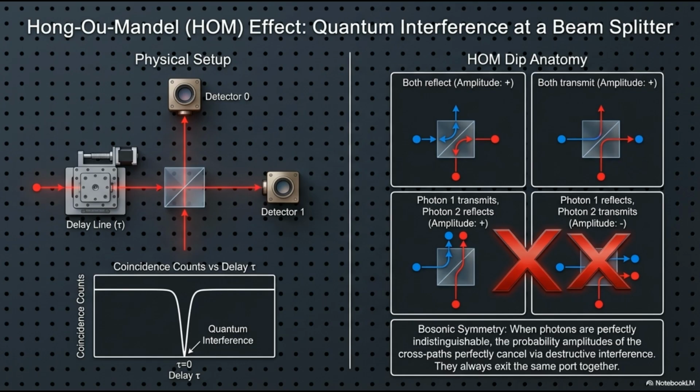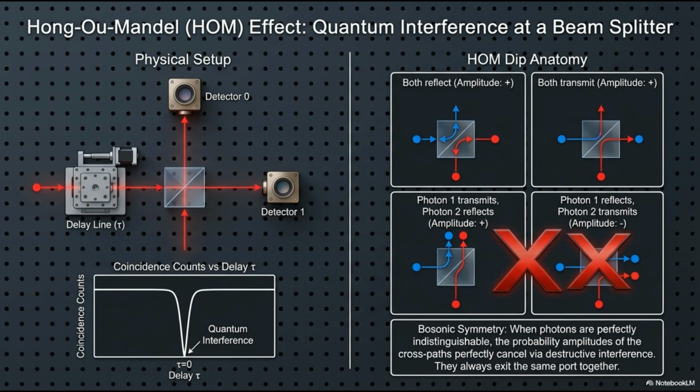The Hong-Ou-Mandel effect is one of the most striking demonstrations of quantum interference, occurring when 2 perfectly identical photons arrive simultaneously at a 50-50 beam splitter from opposite input ports. In the experimental setup, a motorized delay line on one input arm is used to tune the relative arrival time, and therefore the temporal overlap between the 2 photons. Two detectors monitor the two output ports of the beam splitter, and a coincidence counter records how often both detectors fire simultaneously within a narrow time window.